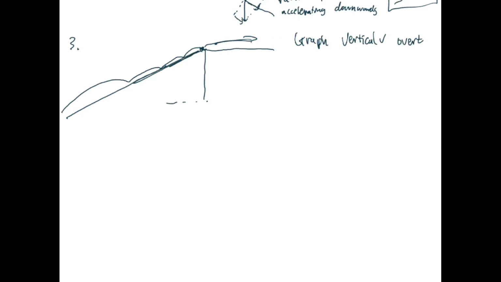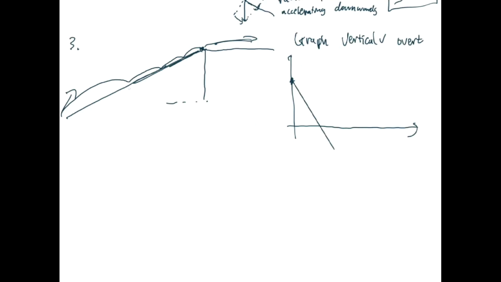Okay, so what should the graph look like? Well, initially it's traveling up. It has some vertical velocity. So it should start out somewhere here. And then as it travels, the vertical velocity should decrease linearly because there's a constant acceleration due to gravity.